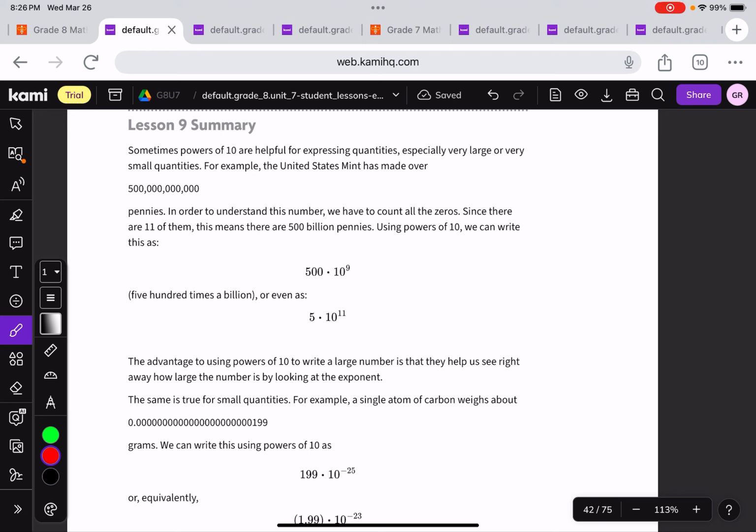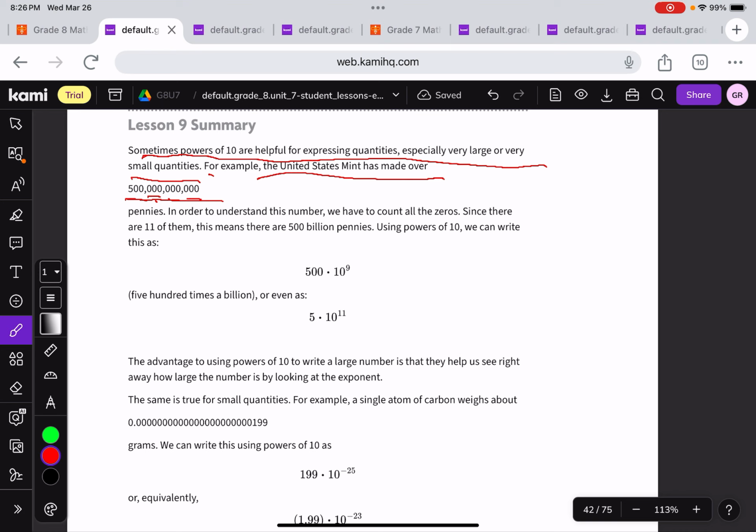It says sometimes powers of 10 are helpful for expressing quantities, especially very large and small quantities. For example, the United States Mint made over 500 billion pennies. Well, here is hundreds, thousands, millions, billions, 500 billion pennies. In order to understand this number, we have to count all the zeros.